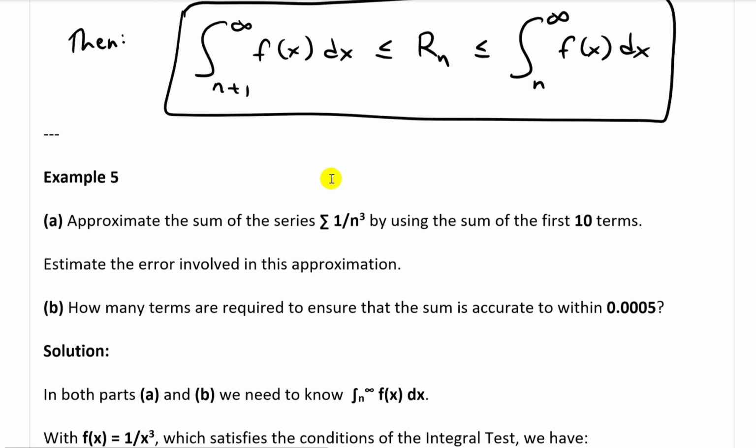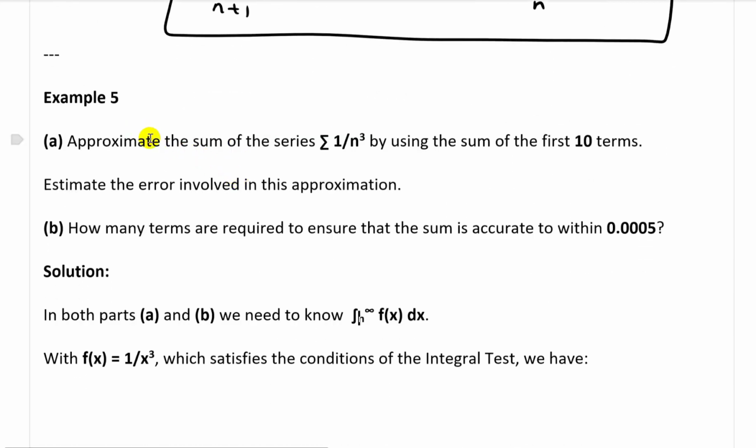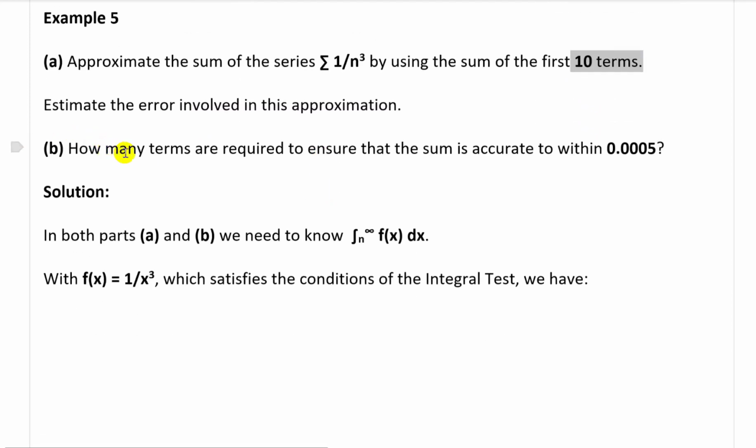Alright, so now let's look at another example, and this is example 5. It states: approximate the sum of the series, summation of 1 over n cubed, by using the sum of the first 10 terms. So we just add those up. And then estimate the error involved in this approximation. And part B says: how many terms are required to ensure that the sum is accurate to within 0.0005, so three 5s.